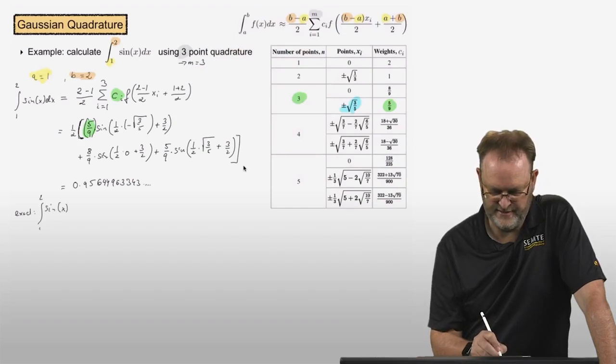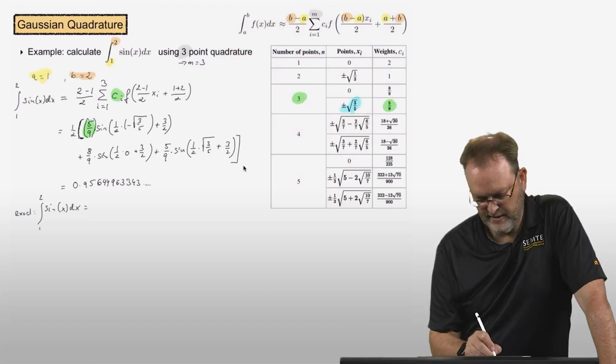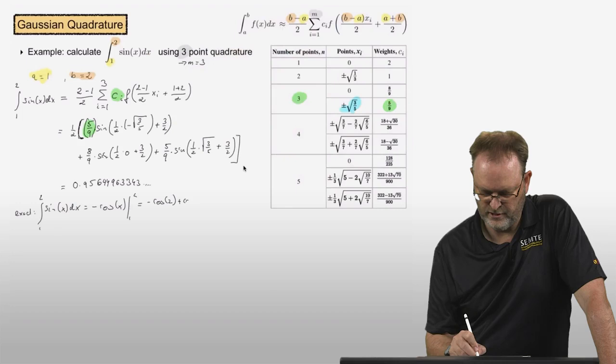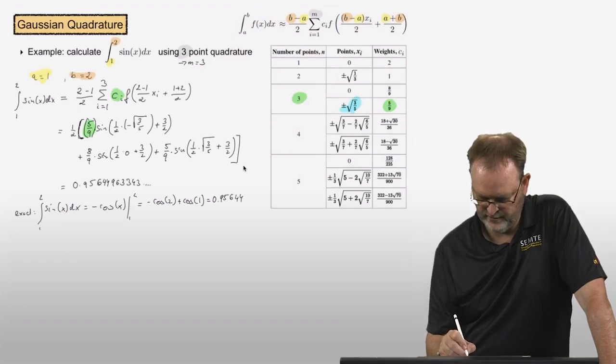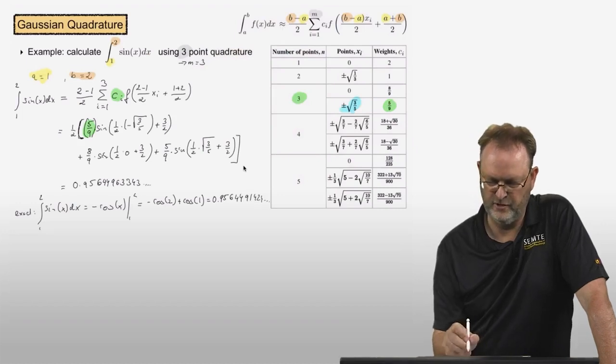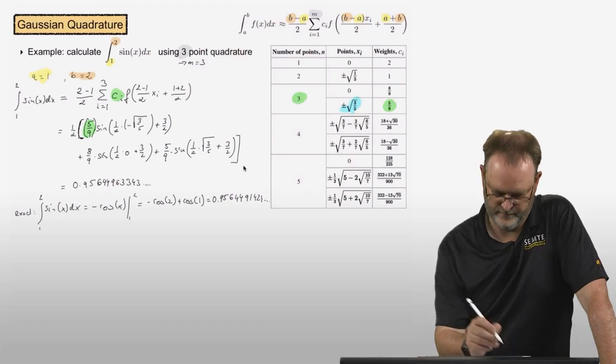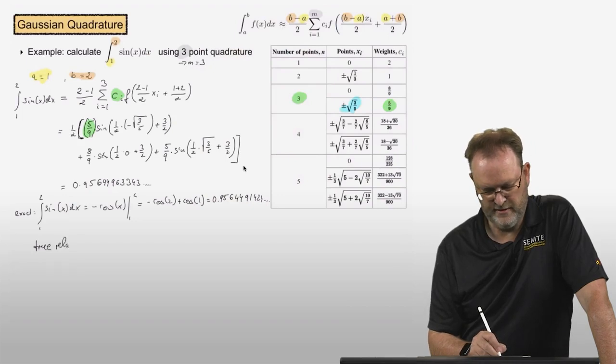Now, the exact answer for this would be the integral from 1 to 2 of the sine of x dx. That would be minus the cosine of x between 1 and 2. So that's equal to minus the cosine of 2 plus the cosine of 1. And if we have those values, that would be 0.9564491424, and so on. So what we'll have to do here now is compare this value against this value. So let's calculate the true relative error.